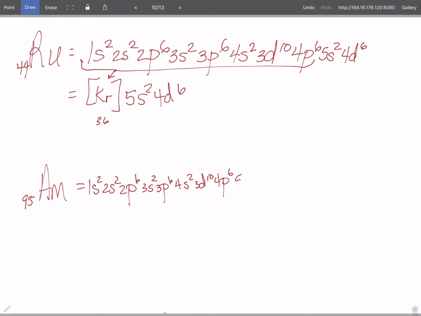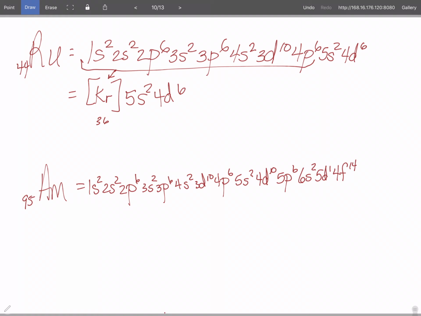Then it is 5s2, 4d10, 5p6. So that gives us xenon. 1, 2, 3, 4, 5, 6. So then we start our 6s2. We do 5d1, 4f14, and then we come back to the d's.